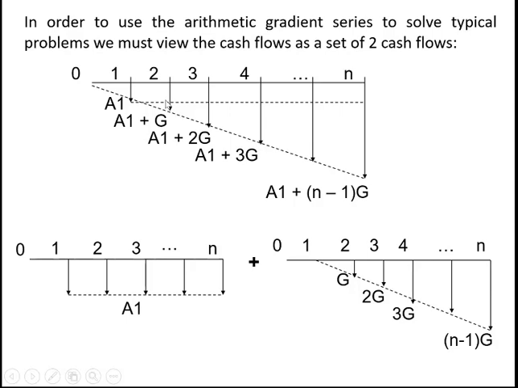So at period 2, the cash flow is A1 plus t. At period 3, the cash flow is A1 plus 2t. At period 4, the cash flow is A1 plus 3t, and so on. And at period n, the cash flow is A1 plus (n minus 1) times t.